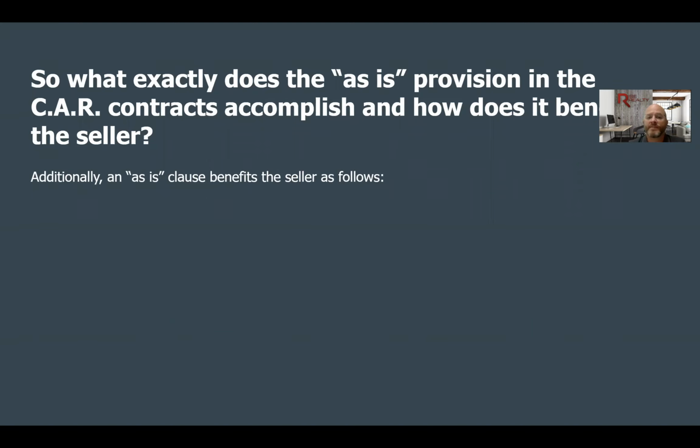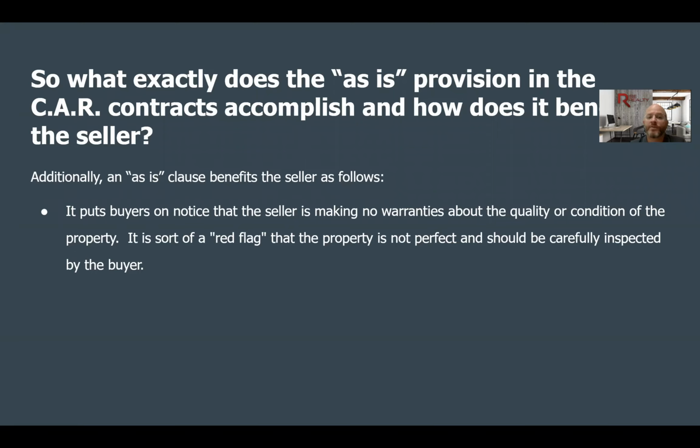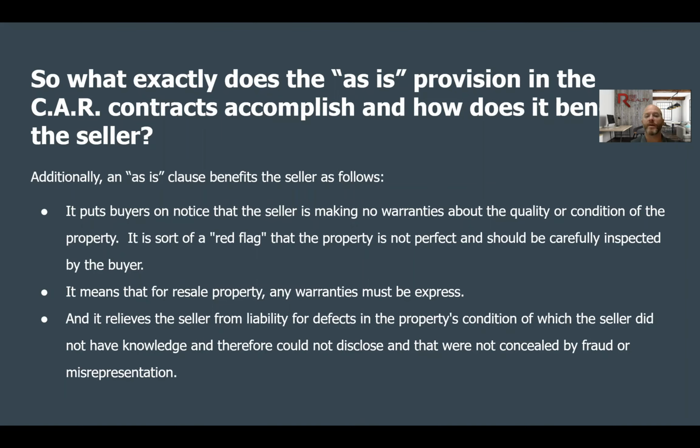The as-is clause benefits the seller as follows. It puts the buyers on notice that the seller is making no warranties about the quality or condition of the property. So it's sort of a red flag that the property is not perfect and should be carefully inspected by the buyer. It means that for resale property, any warranties must be expressed, and it relieves the seller from liability for defects in the property's condition of which the seller did not have knowledge and therefore could not disclose, and that were not concealed by fraud or misrepresentation.